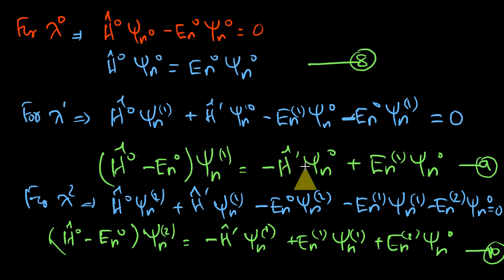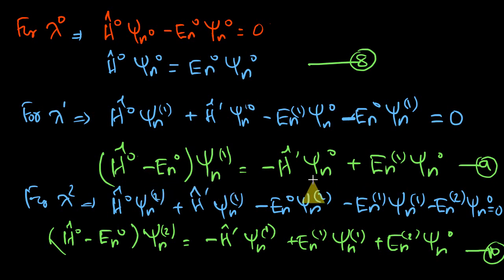And if we are checking the other equations, this is an equation for psi n1, the first order correction to the wave function. And here you can see another term, en1, also. By solving this equation, you will get psi n1 and en1 in terms of psi n0 and en0.